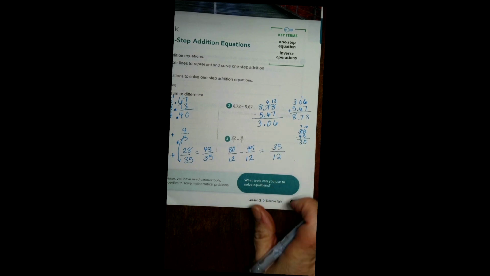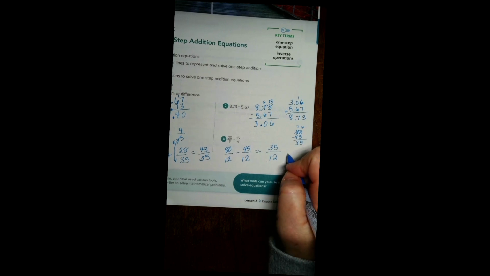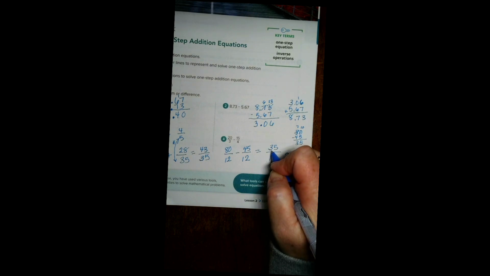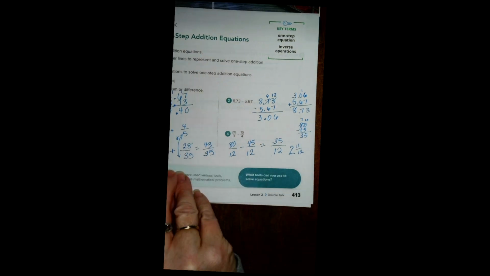35/12. Okay, moving on. If you did want to turn that back into a mixed number, how many groups of 12 can we get out of 35? That would be 2 whole groups. 12 times 2 is 24. 24 from the 35 would mean that there'd be 11 out of the 12 left.